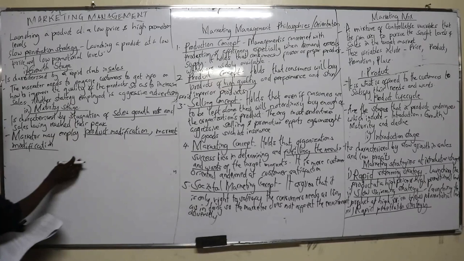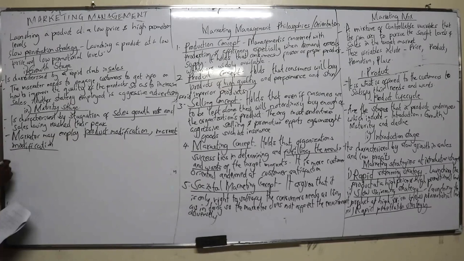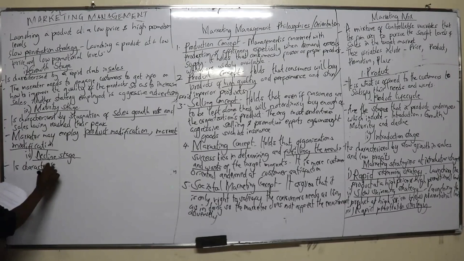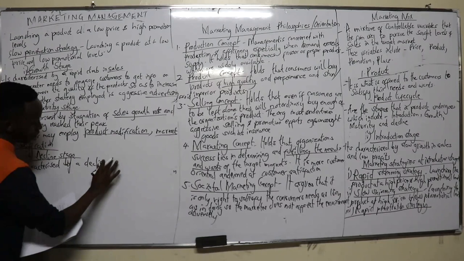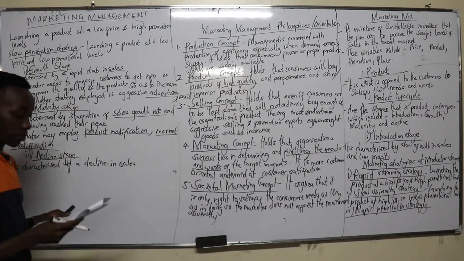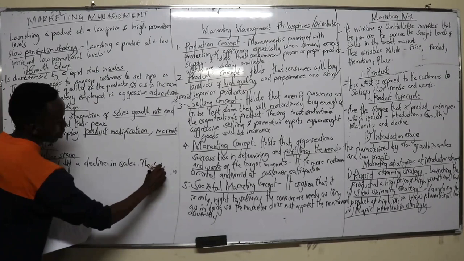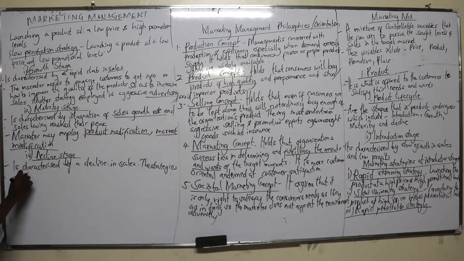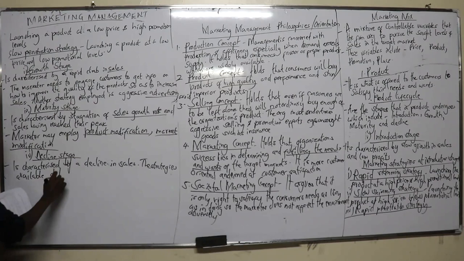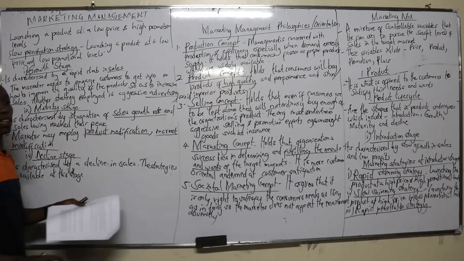And then also, the last stage is known as the decline stage. So this is where there's a decline in the sales of the product. So it's characterized by a decline in sales of the product, which depends now on the market conditions also. So you can say the strategies available at this stage are, one, they may choose to start other products. Now that is diversifying.